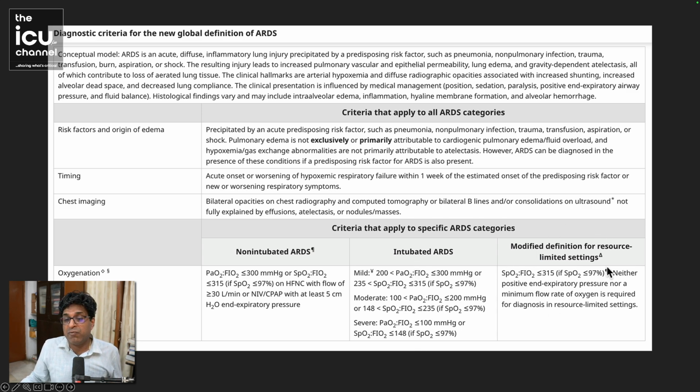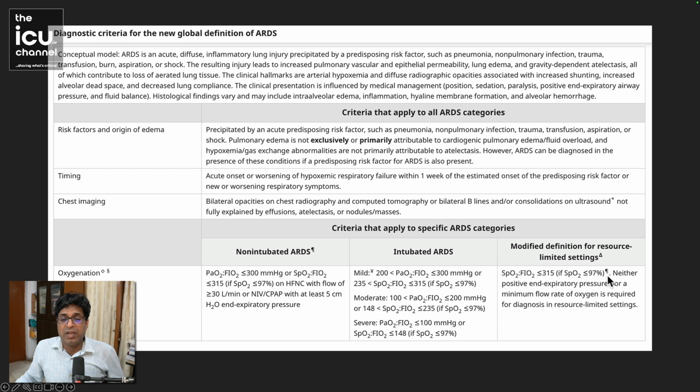Now, very importantly, they have added a modified definition for resource limited settings. Suppose the patient is in a small nursing home where no ABG machine is available, no NIV, no invasive ventilator, no HFNC is available. So how to do it? For them, all these three things should be present. There should be a risk factor present. There should be an origin of edema, non-cardiogenic pulmonary edema, timing within 1 week, or on any imaging, even a simple X-ray, you feel that it's ARDS.